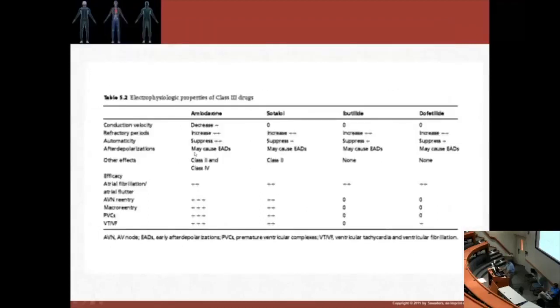This one, sorry, it looked better on the other slide, but this is looking at the electrophysiologic properties of these class 3 agents, comparing amiodarone, sotalol, ibutilide, and dofetilide. Okay, and we can go through some of this as we go through the whole lecture series, but essentially what we're looking at is efficacy, outcomes, and the ability to treat some of these different conditions.